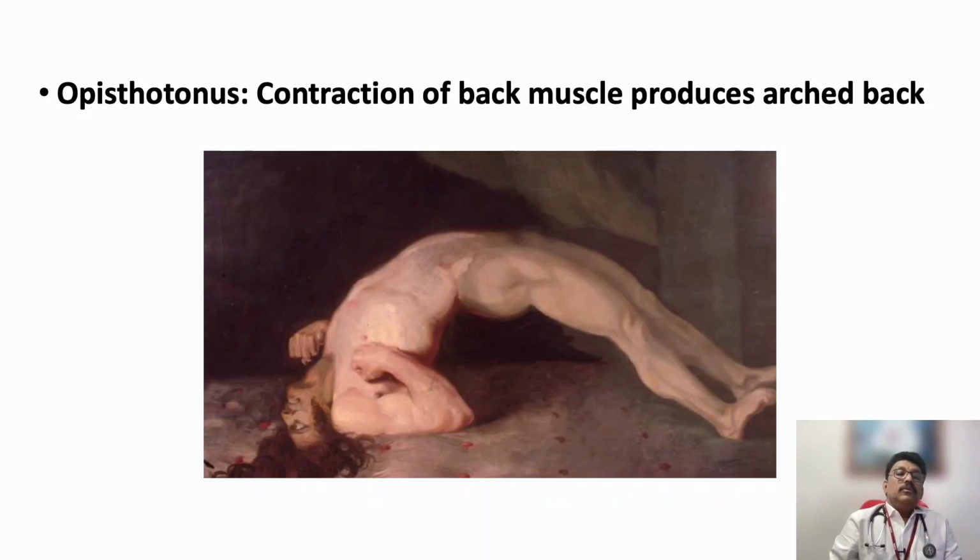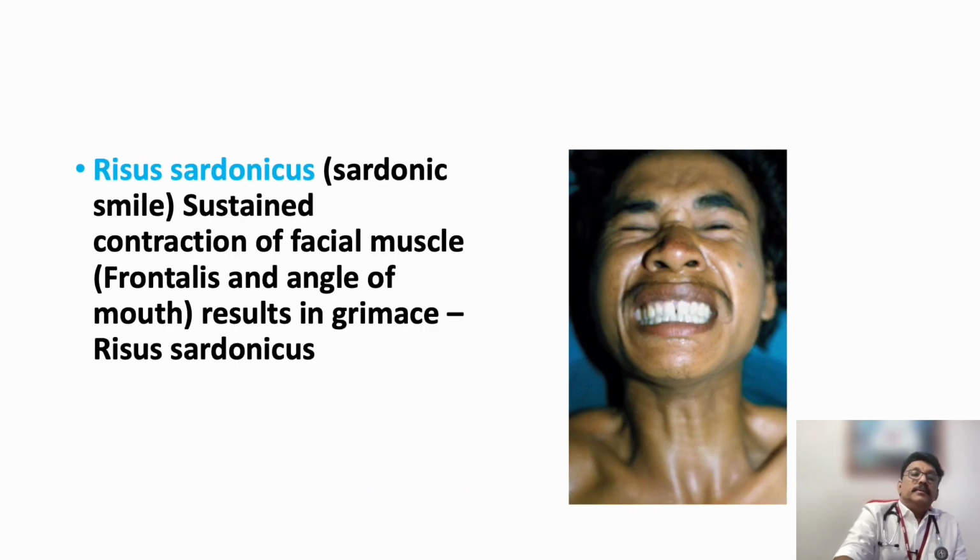So this is opisthotonus, contraction of back muscles producing an arched back. This is risus sardonicus, sardonic smile, sustained contraction of facial muscles. So a persistent smile-like contraction of the facial muscles.